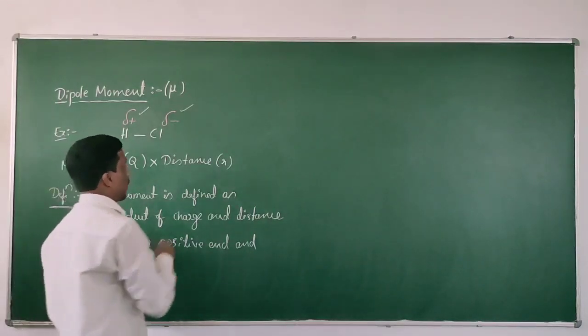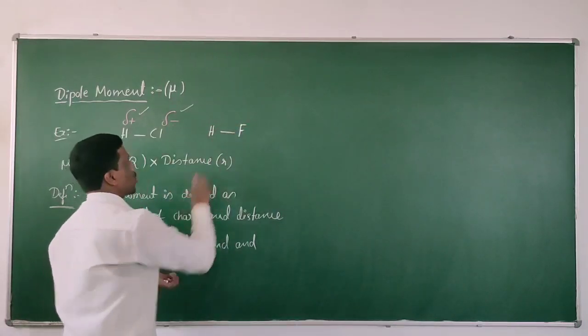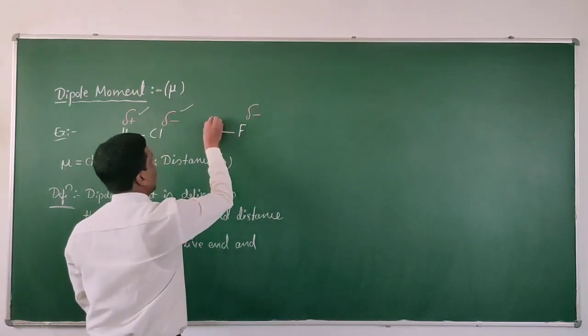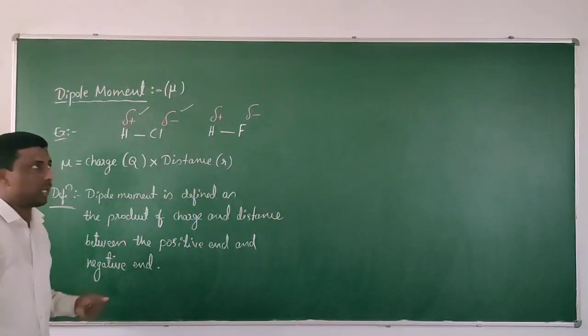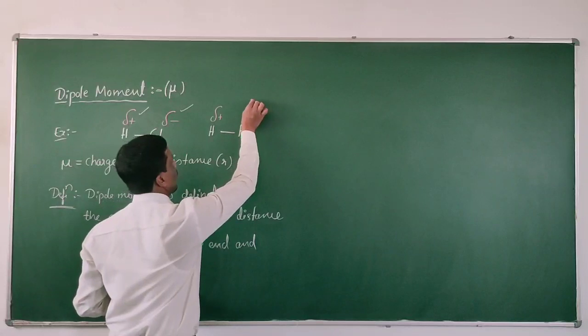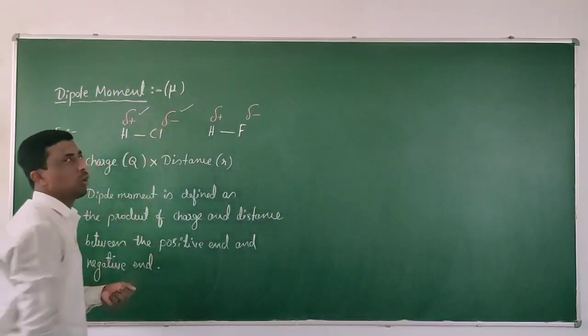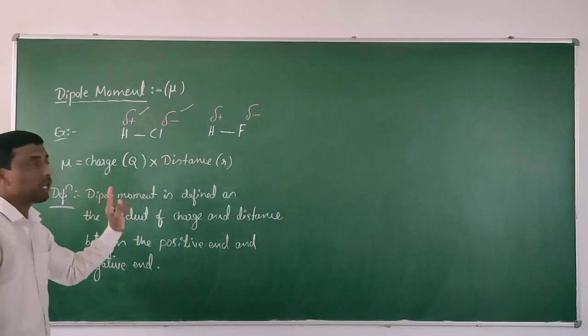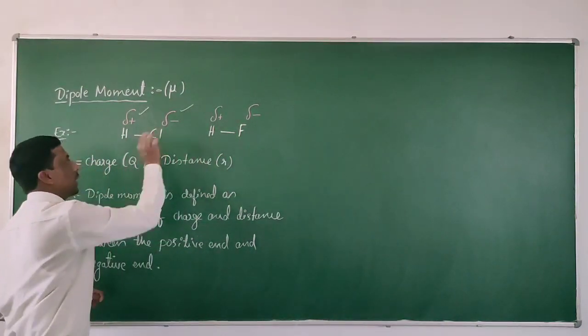If you consider hydrogen fluoride, here also negative charge will be developed on fluorine and partial positive charge on the hydrogen. Okay, here the negative charge developed on fluorine is not equal to negative charge developed on the chlorine. Both are not equal here. Why? Because fluorine is even more electronegative than the chlorine.